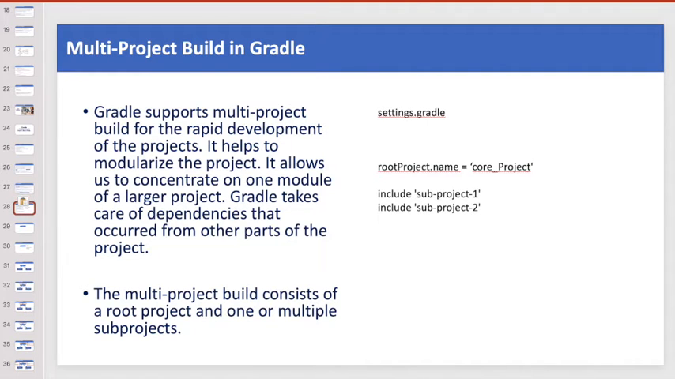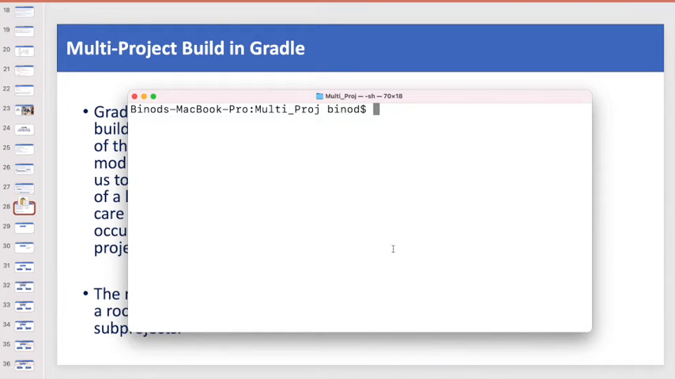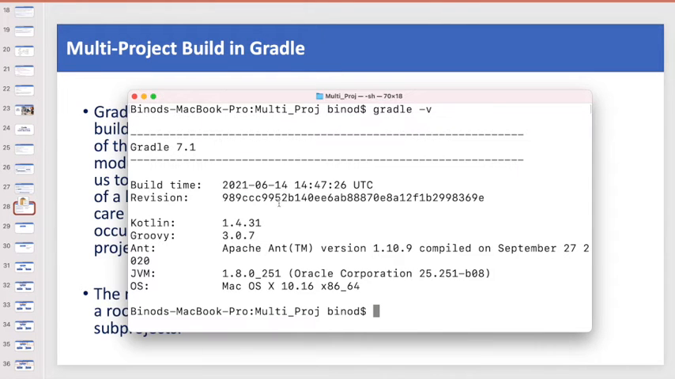Before that you should have Gradle installed. How to check whether Gradle is installed or not? Run gradle -v, and it will show you that Gradle 7.1 is there. And you must have Java. Java is a prerequisite for Gradle.